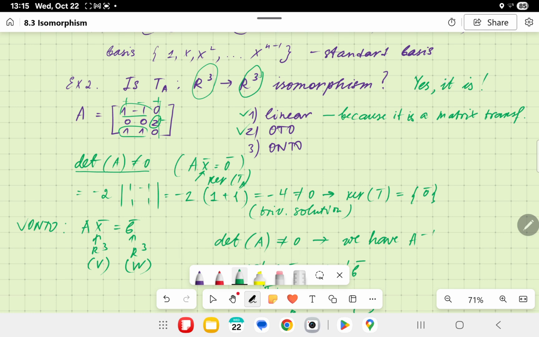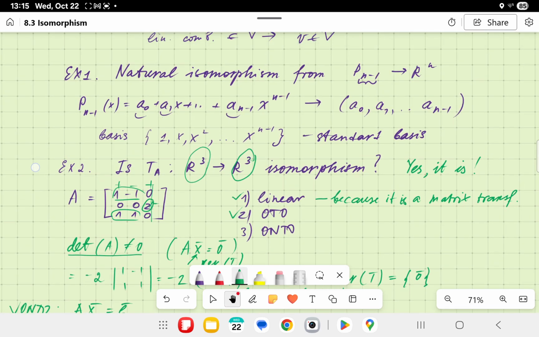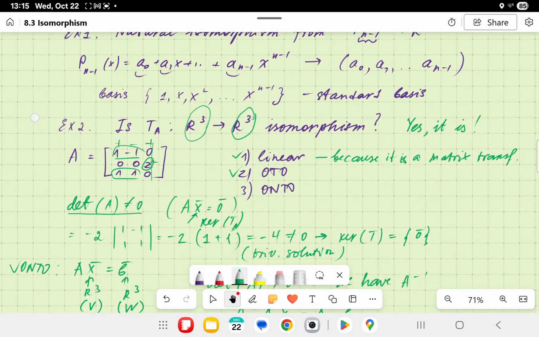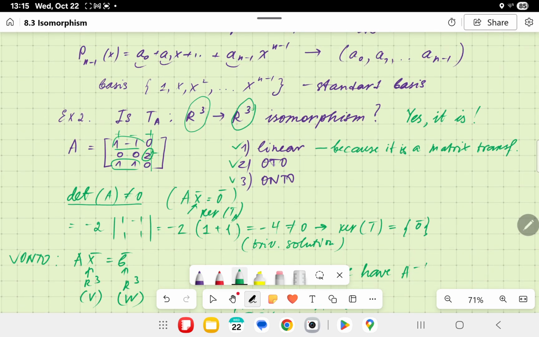Well, there are more examples in the book. My suggestion is to try them. Check whether something is an isomorphism. Don't forget, guys, all three conditions are important to prove that something is an isomorphism. Not only onto and one-to-one, the transformation must also be linear. If a transformation is not linear, it's not going to be an isomorphism. Okay, that's all about section 8.3, and see you in class.